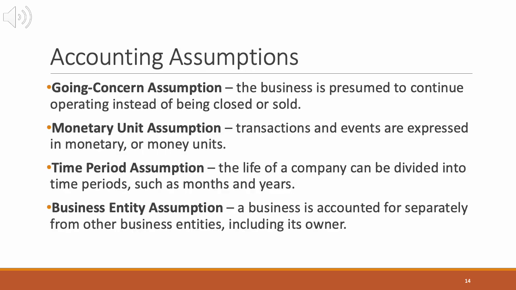Accounting is based on some basic assumptions, like ground rules. First, the going concern assumption. We assume the business will keep operating into the future, not shut down tomorrow. Second, the monetary unit assumption. Everything is measured in money. We don't record things like employee happiness, only amounts in dollars, pesos, or another currency. Third, the time period assumption. We can break a company's life into chunks of time, like months, quarters, or years, so we can report results regularly. Fourth, the business entity assumption. We keep the business's finances separate from the owner's personal finances or from other businesses.